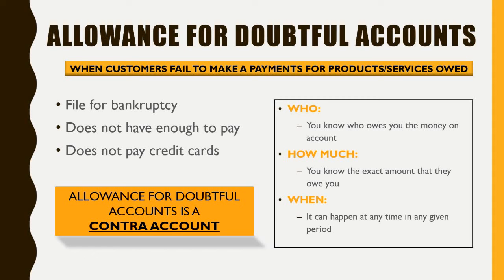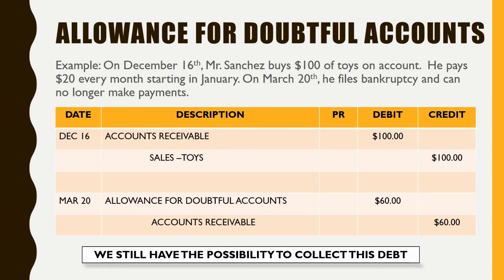So this is going to be during the period, during the accounting period, because it can happen anytime within the given period. So that's something that you need to also know as well. So here's an example for using the allowance for doubtful accounts. On December 16, Mr. Sanchez buys 100 toys on an account.